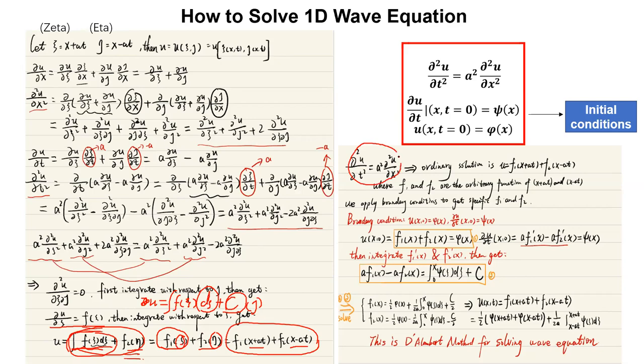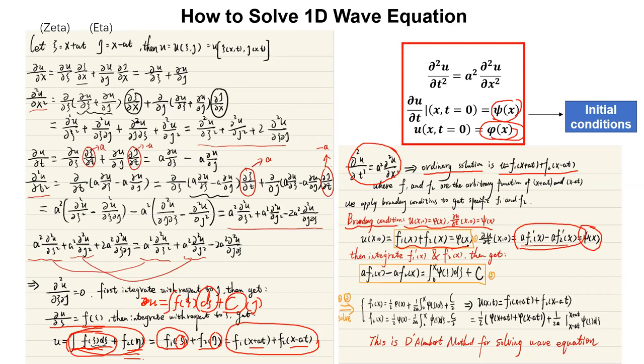And this one is the general solution. The second step is to substitute the initial condition into the general solution. The first is to let t equal zero. And you can get f1(x) plus f2(x) equals this term. And we take the first order differentiation of u, and substitute t equals zero. We can get this one. And the initial condition is this one.